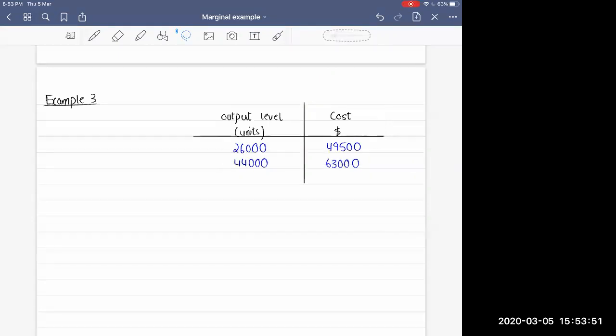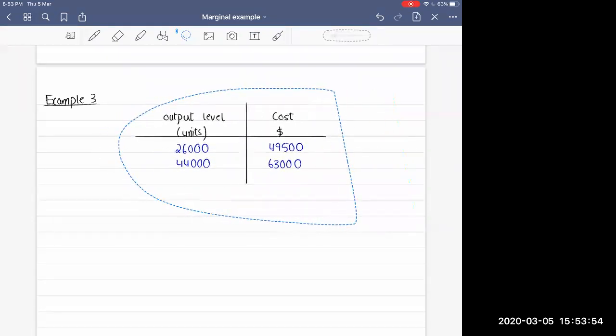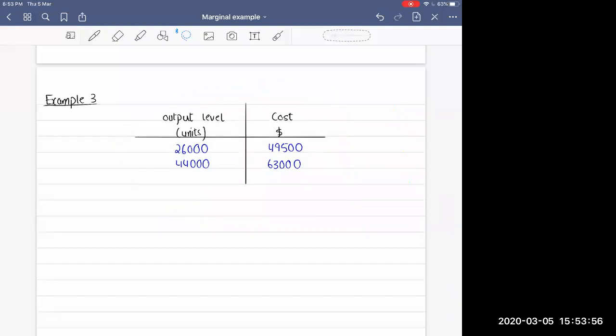Right, kids? Now, sir, if we put this situation in front of us, we are given the data where we have cost at two different activity levels, at two different output levels, that is 26,000 and 44,000. And I ask you a small requirement. Requirement number A: is the above cost a fixed cost?